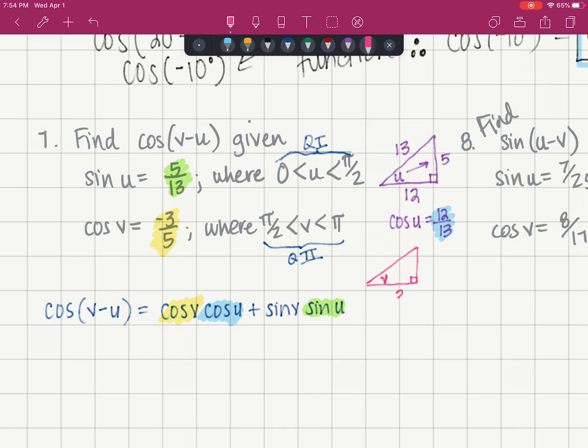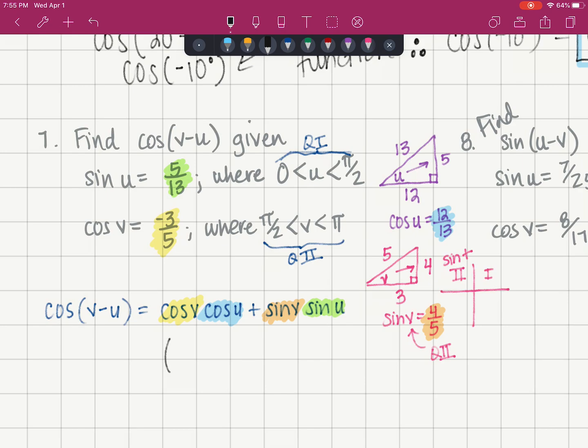So here's v. The cosine of v is negative 3/5. So 3 for the adjacent side, 5 for the hypotenuse. That's going to make the opposite side 4. We're in quadrant 2. So in quadrant 2, sine is going to be positive. So the sine is going to be 4/5. So the sine of v is equal to positive 4/5 because v is in quadrant 2, and the sine of an angle in quadrant 2 is positive. So now we know the sine of v as well.